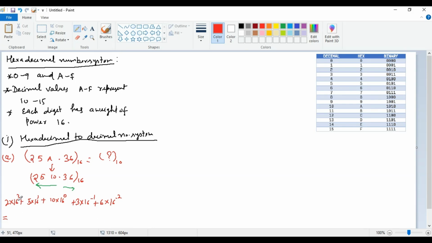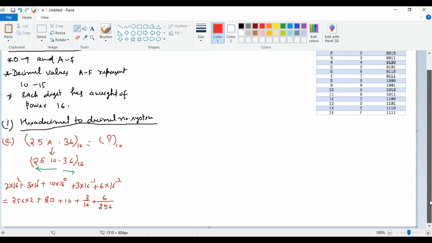16 to the power 2 means 256. 256 multiplied by 2, plus 16 to the power 1 is 16, times 5 is 80, plus 16 to the power 0 is 1, times 10 is 10, plus 3 by 16 plus 6 by 256. Now we will calculate this.